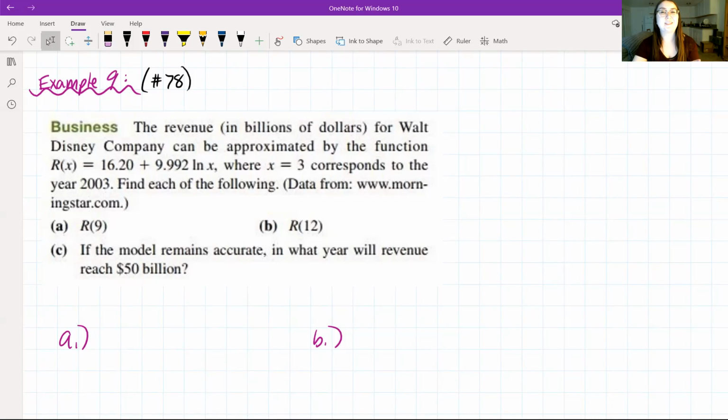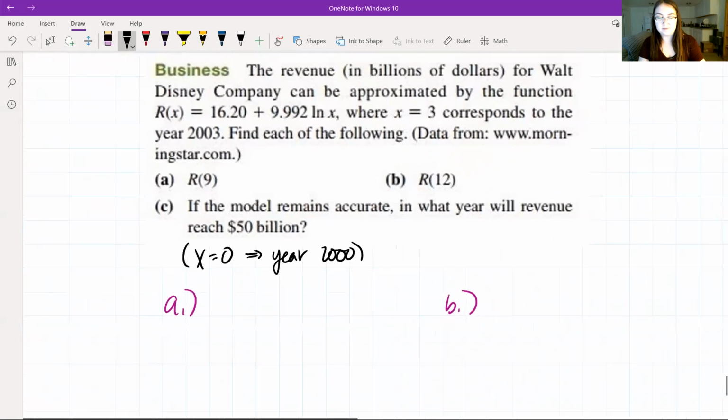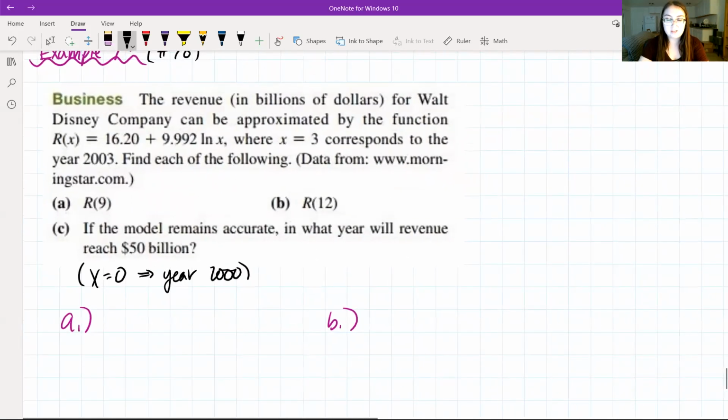This also basically tells us that x equals 0 corresponds to the year 2000. They like to write that as a way to kind of mess with you. But we also know x equals 0 corresponds to the year 2000. So remembering this, we want to find each of the following.